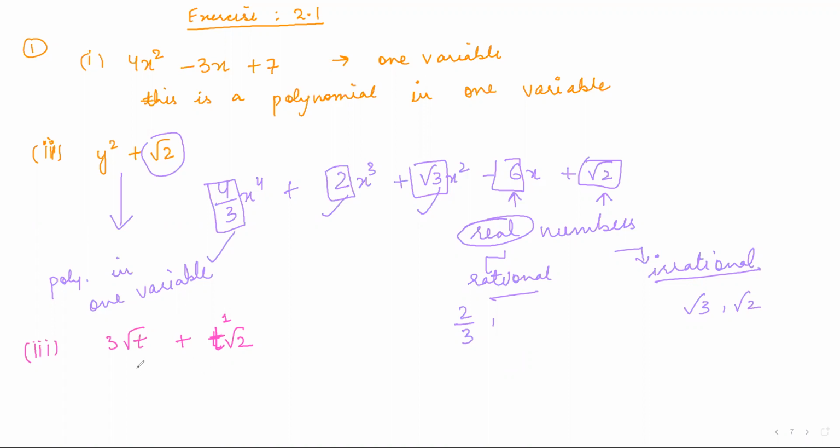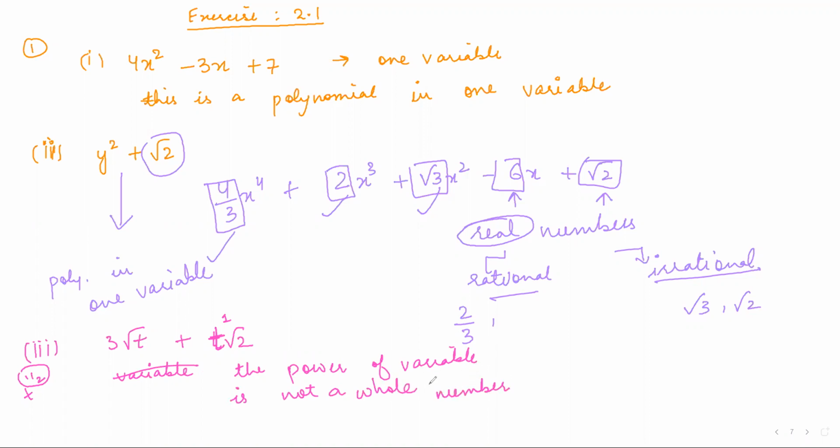But here t is under a square root. That means t has a power of half, which is not a whole number. So here we write: the power of the variable is not a whole number. Understood? Whole number means it should start from 0 and go 1, 2, 3. So therefore, not a polynomial.